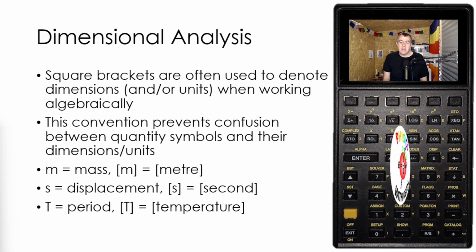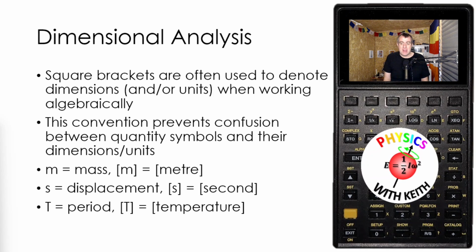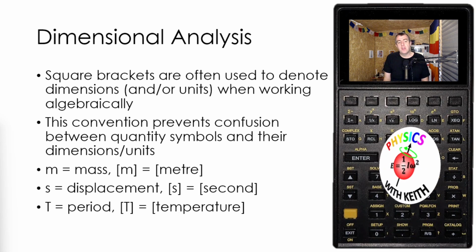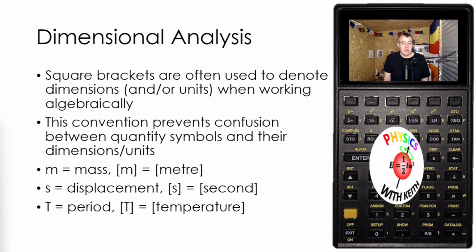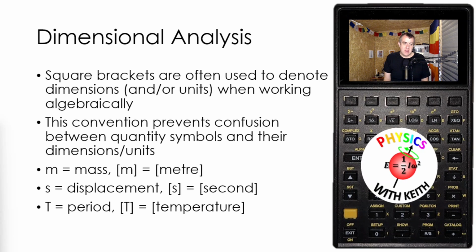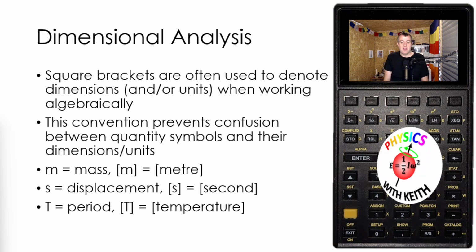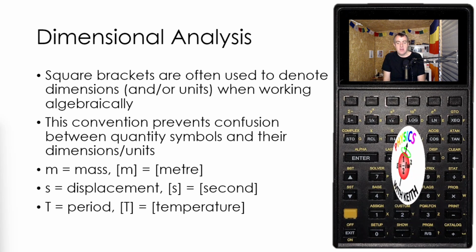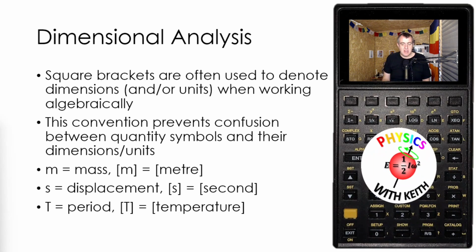So for clarity, when we use dimensions, or indeed when we use units, we can use square brackets just to make it clear that the letters we are writing are not equation symbols. That's important. M, for example, could be mass, but the unit with a lowercase m as its symbol, the meter, is a unit of length. And you can see here I've given a few other examples: displacement and the unit of time, and period and the unit of temperature, or the dimension, should I say, of temperature, capital T.